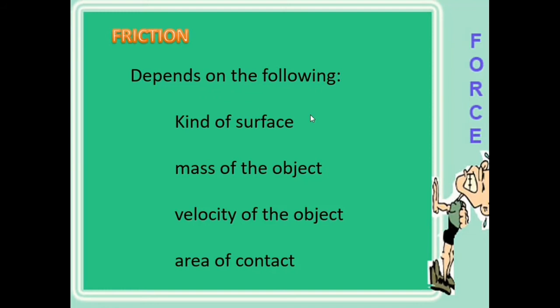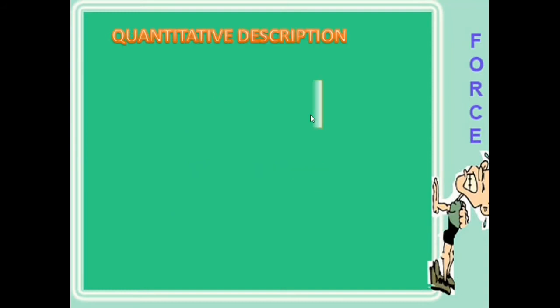What about the velocity of the object? When you are biking and you are trying to move at a faster rate, you can observe that you will feel more air resistance. So the velocity also affects the air resistance. It will be higher as the velocity increases. And then you also have the area of contact. Of course, the greater the area of contact, the greater is the frictional force, dahil mas greater yung area of the rubbing surfaces.